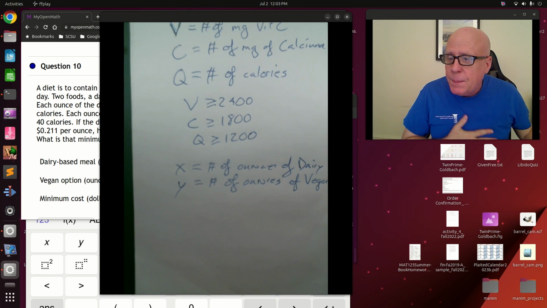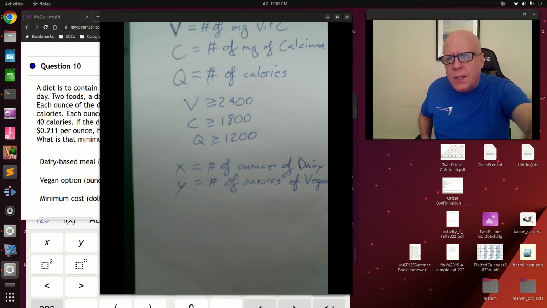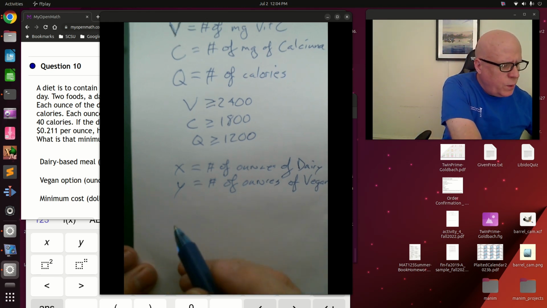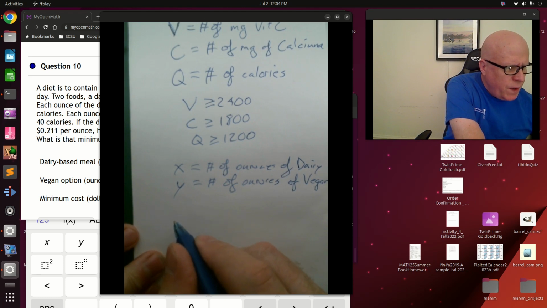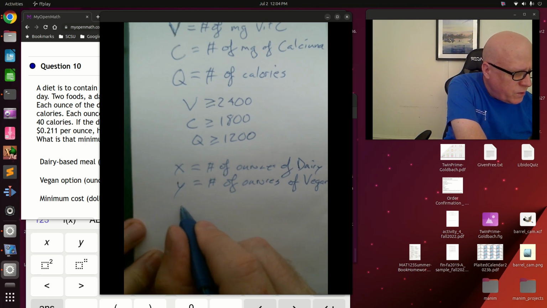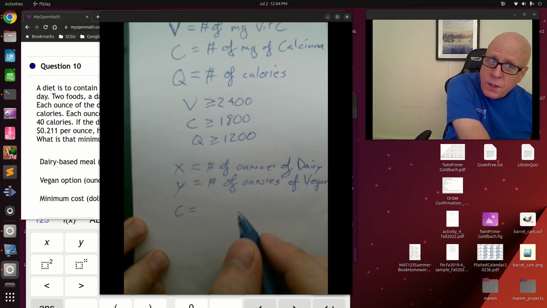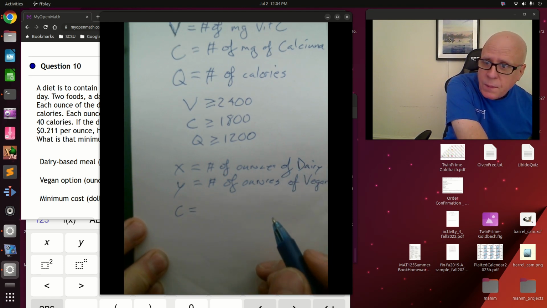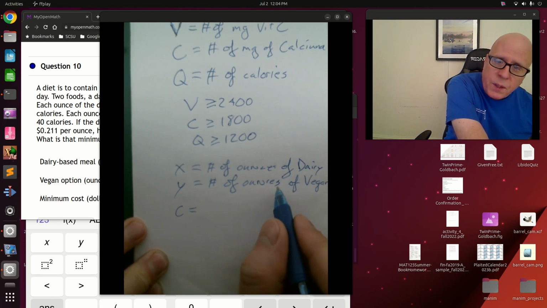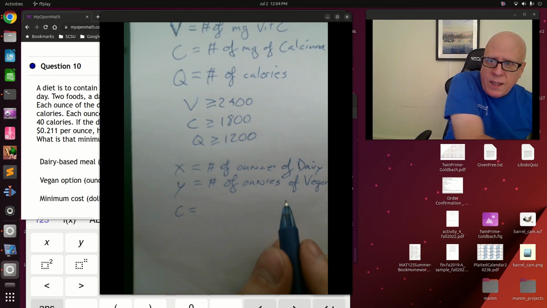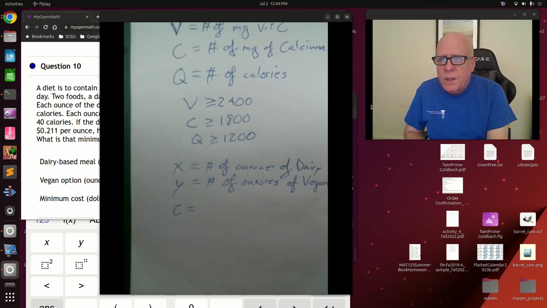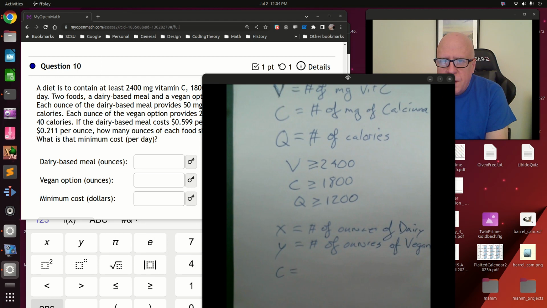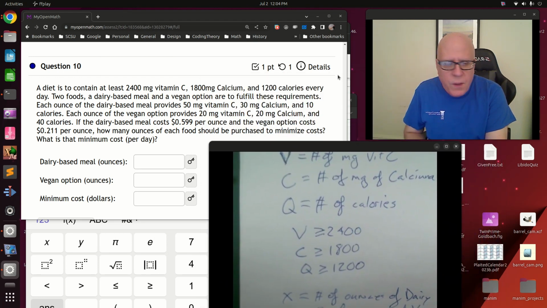All right, so great. What about these inequalities? We said V, the vitamin C content, had to be at least 2,400. Well, the vitamin C that you get comes from the two foods. So the amount of C is going to be however much is in an ounce of the dairy meal times how many ounces, plus however much is in the vegan meal times how many ounces of that. And the statement of the problem gave us information about that. I do need to keep everything visible.